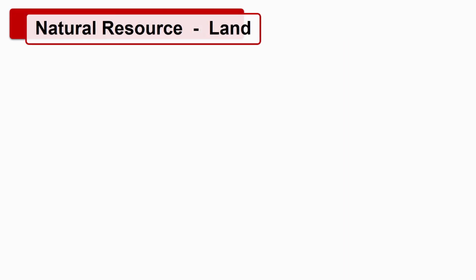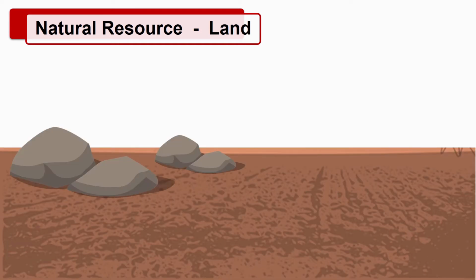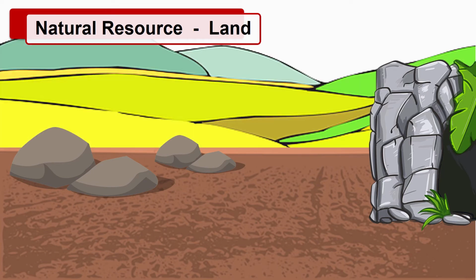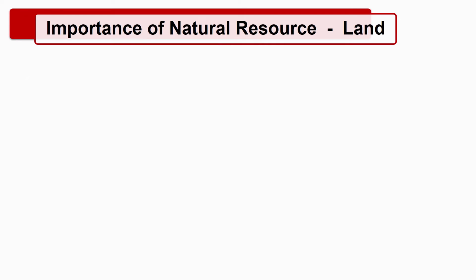Natural resource, land. Land consists of soil, stones, big rocks, etc. It is not regular at every place. Somewhere it is flat and at some places it is hilly. Let's discuss why land is called a natural resource and the importance of land.